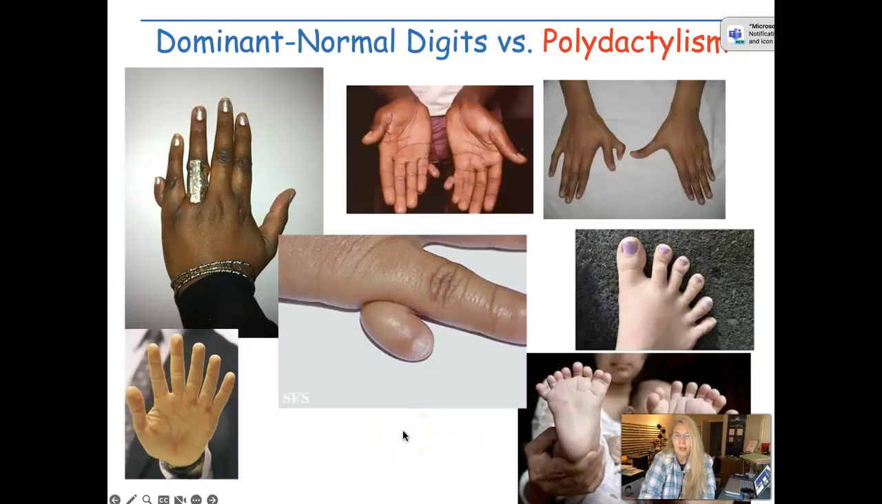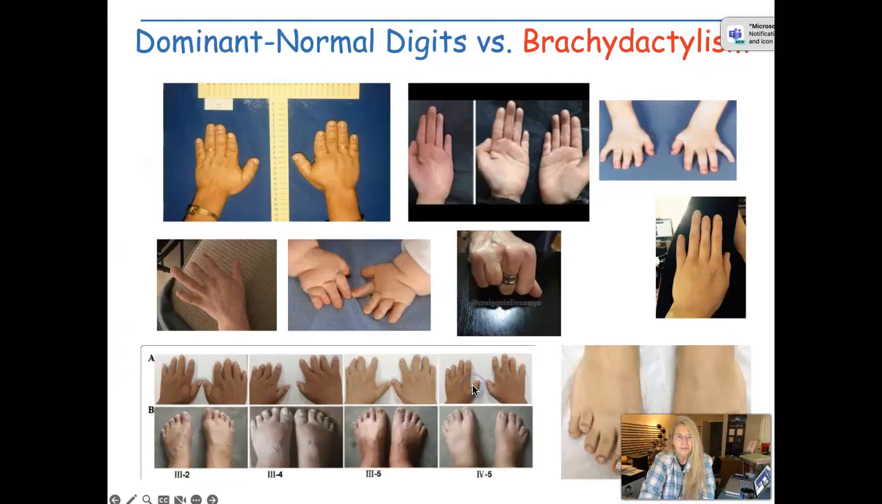Normal digits versus polydactylism. We talked about this a little bit in our last unit. And those are people that have extra digits. Brachydactylism. Brachy means short. Dactyl means digits. And so having all of your fingers short or toes short, or you have just one abnormally short digit.